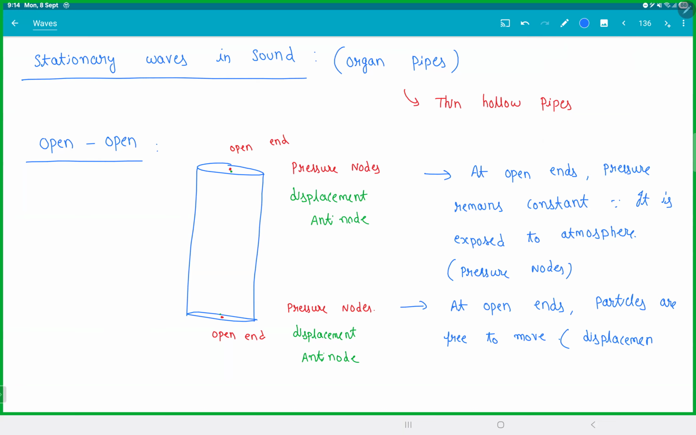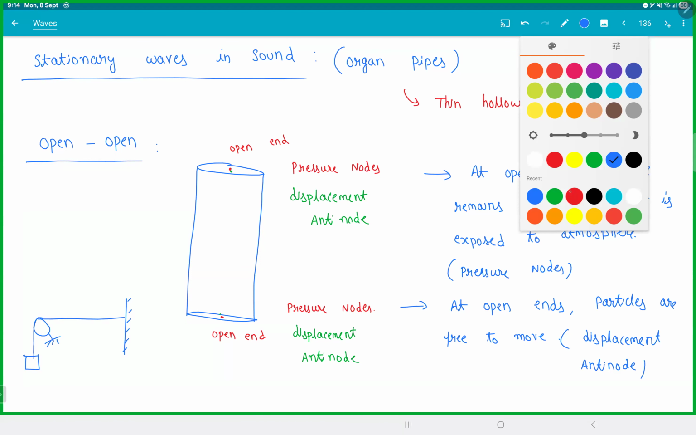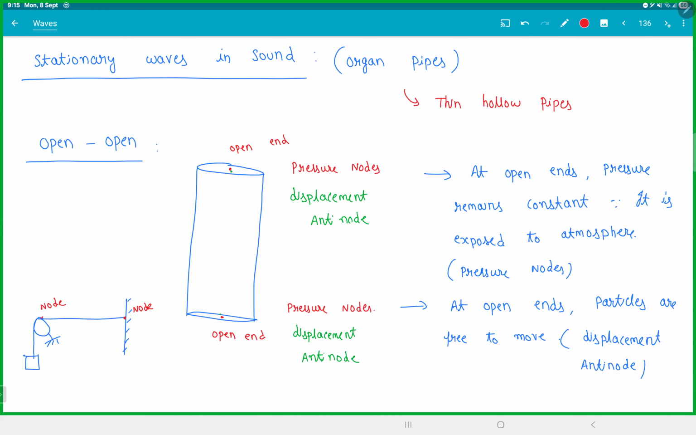Any doubts on this page? Now, if you think about it with an analogy, doesn't this guy look like our regular sonometer? This is a node. This is a node. You can't tell the difference. Mathematically, they will look exactly the same. Clear? So, how do you generate stationary waves on an organ pipe?